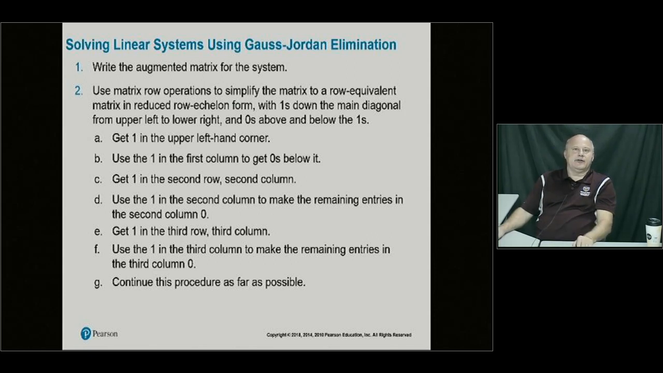And then we're going to continue this procedure as far as possible. So basically you're going to have an augmented matrix. Before that vertical bar, it looks like 1, 0, 0, 0, 1, 0, 0, 0, 1. So that lower diagonal is zeros and the upper right is zeros. So this one just requires a little bit extra steps.